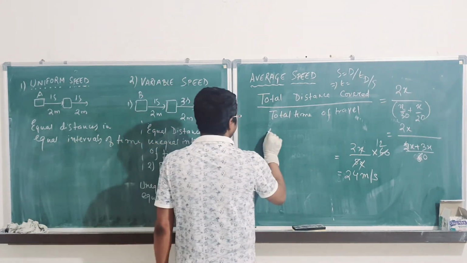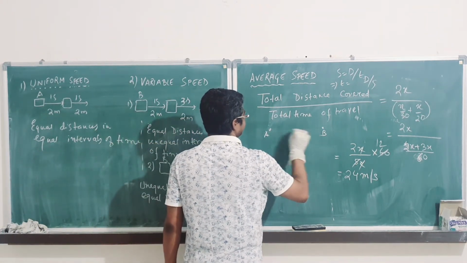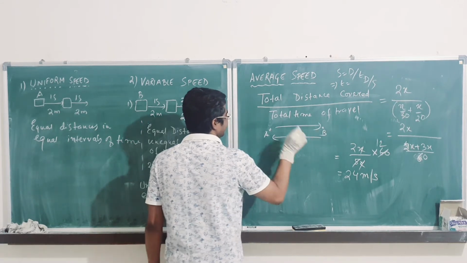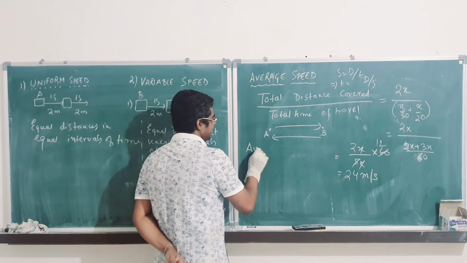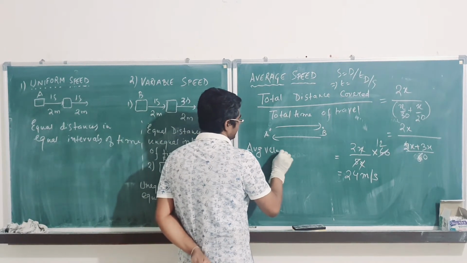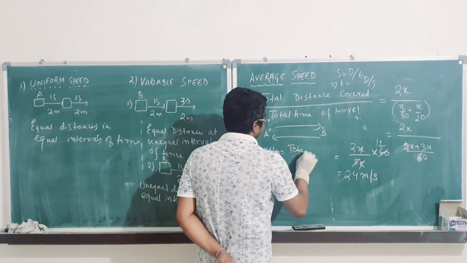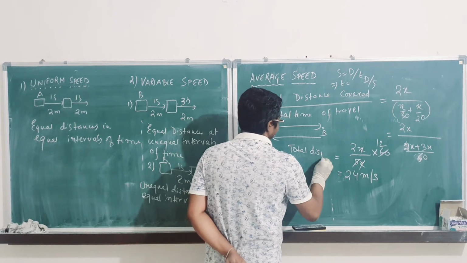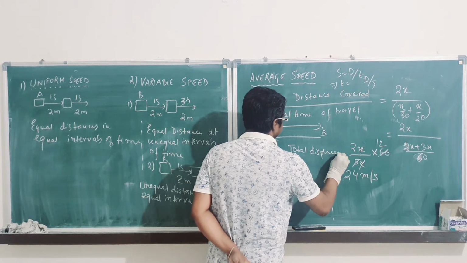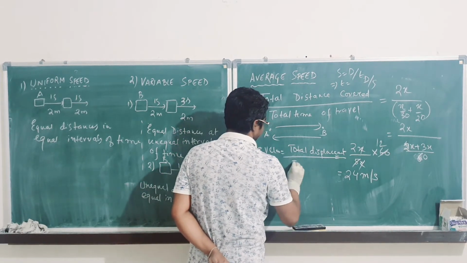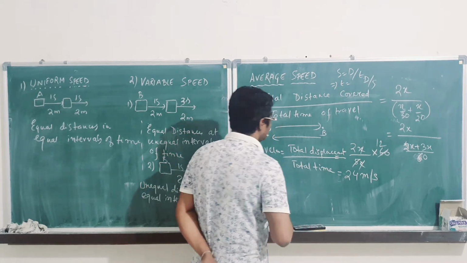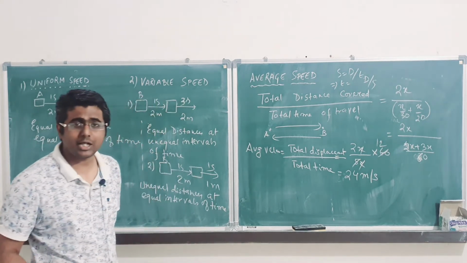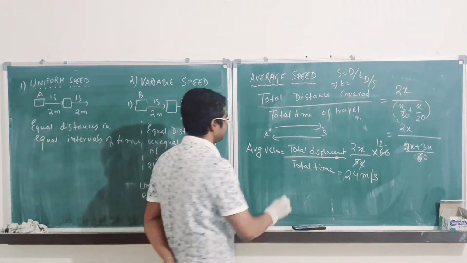So here was A, here was B, you went like this, came back. So what is the displacement? See, average velocity is total displacement by total time. That is average velocity.